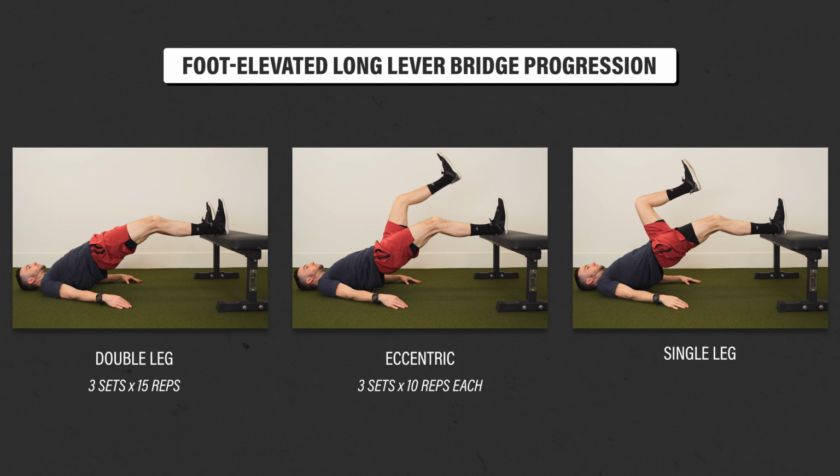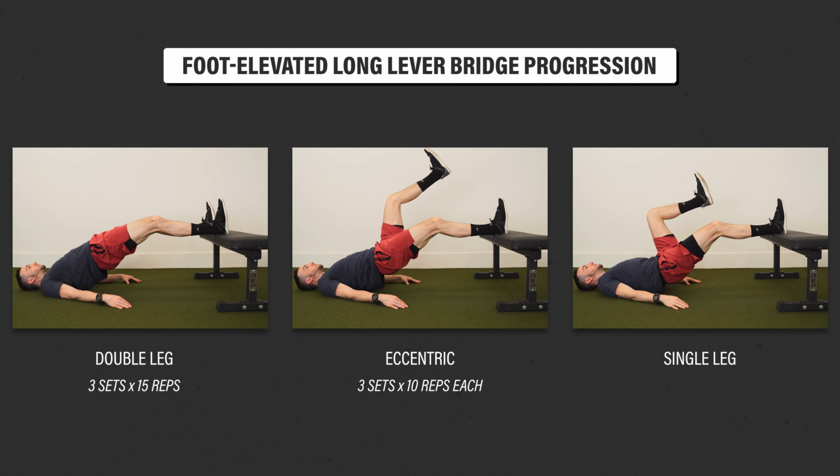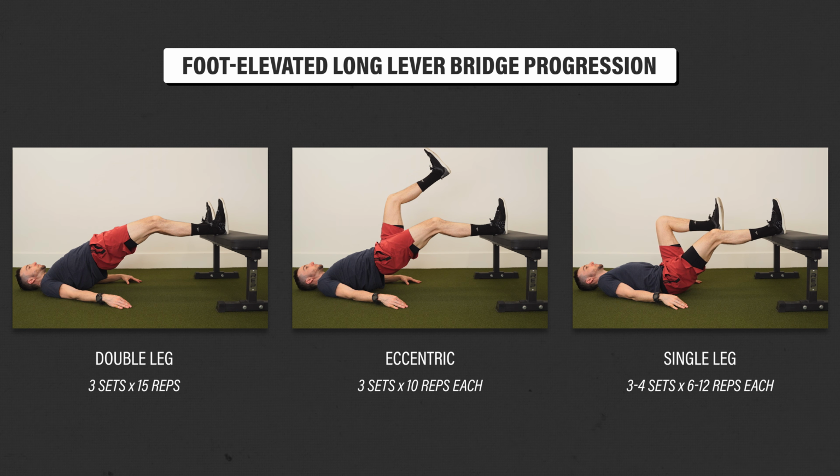And level 3, single leg. Keep one knee towards your chest and bridge up and down through your full range of motion on a single leg. Perform for 3 to 4 sets of 6 to 12 reps on each side. You can add weight over time if needed.